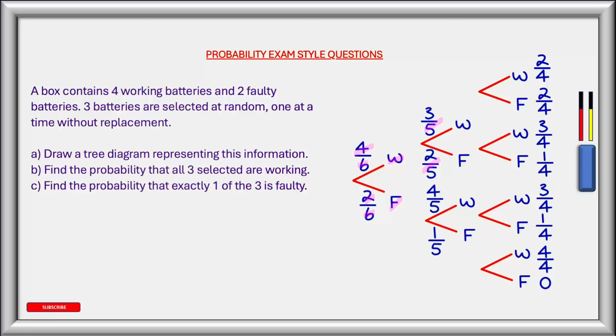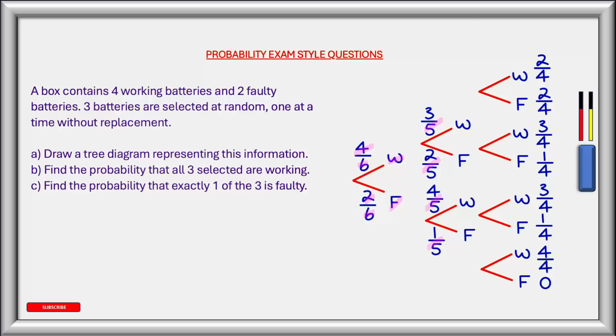And if our first selection was a faulty battery, there'll still be 4 working batteries in the box. So the chances of selecting a working battery in our second selection will be 4 chances in 5. And the chances of selecting a faulty one will be 1 chance in 5.